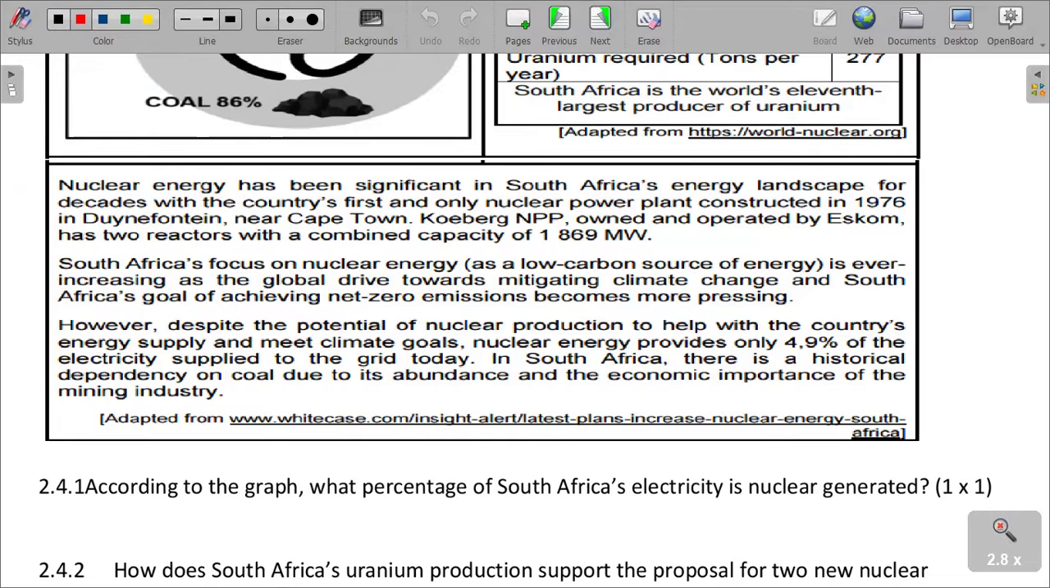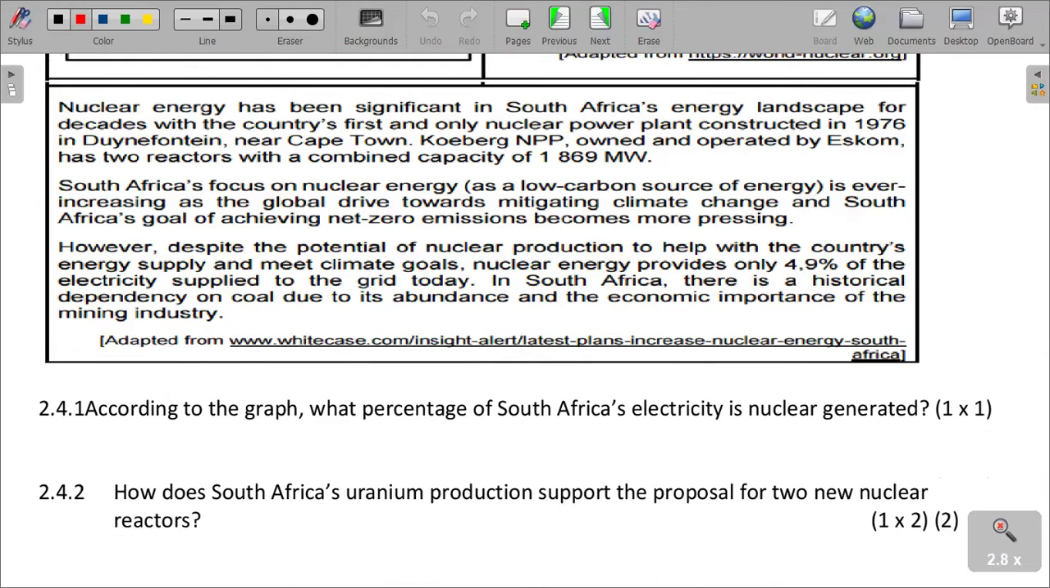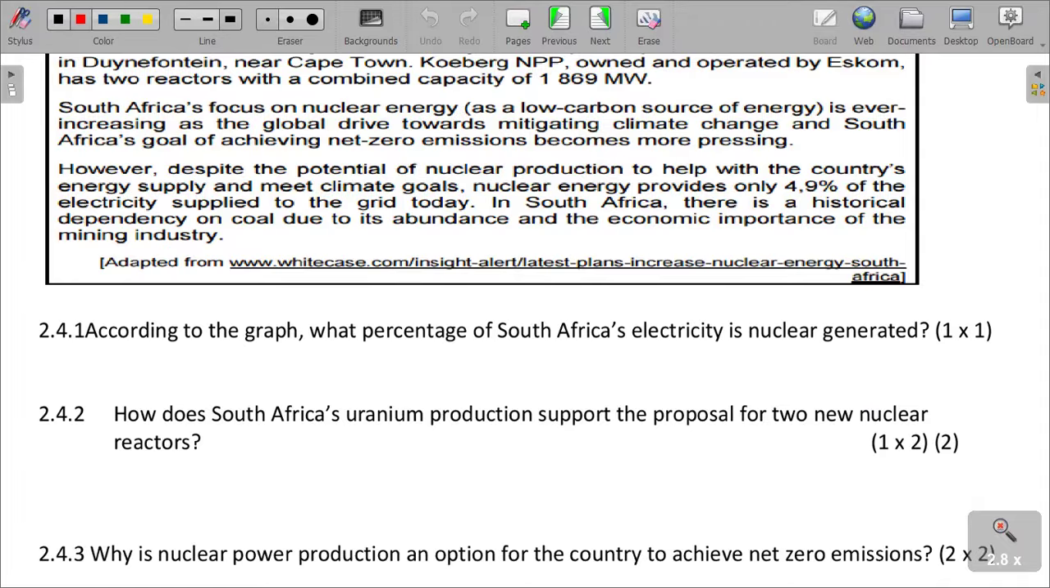megawatts. And then South Africa's focus on nuclear energy is ever increasing as the global drive towards mitigating climate change and South Africa's goal of achieving net zero emissions becomes more pressing. However, despite the potential of nuclear production to help with the country's energy supply and meet climate goals, nuclear energy provides only 4.9% of electricity supplied to the grid today. In South Africa, there is a historical dependence on coal due to its abundance and the economic importance of the mining industry.